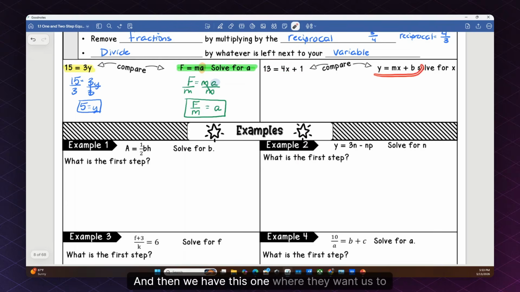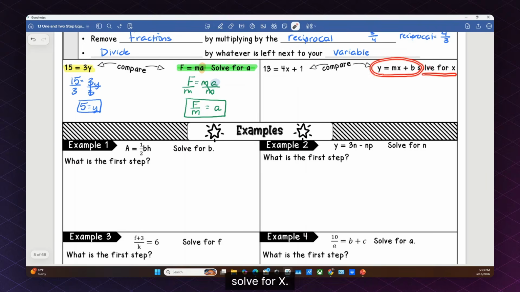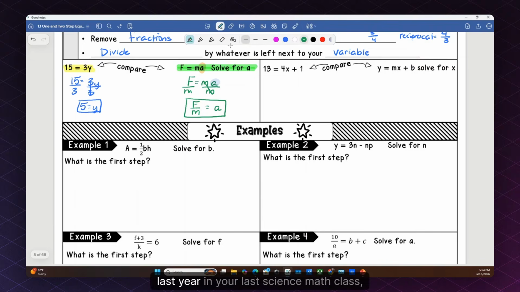And then we have this one where they want us to solve for x. And this is the linear equation that you would have used last year in your last math class to graph lines. So let's go ahead and solve this first one over here. We got 13 equals 4x plus 1.